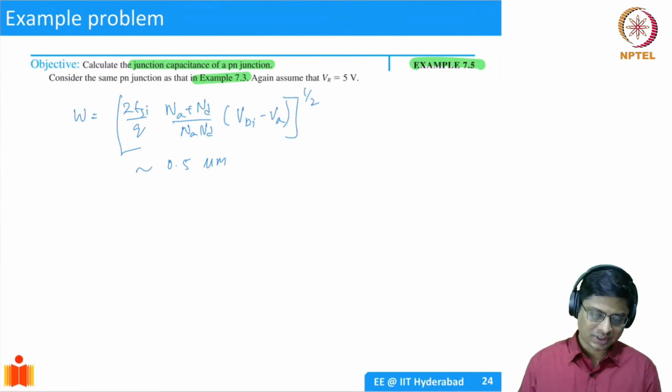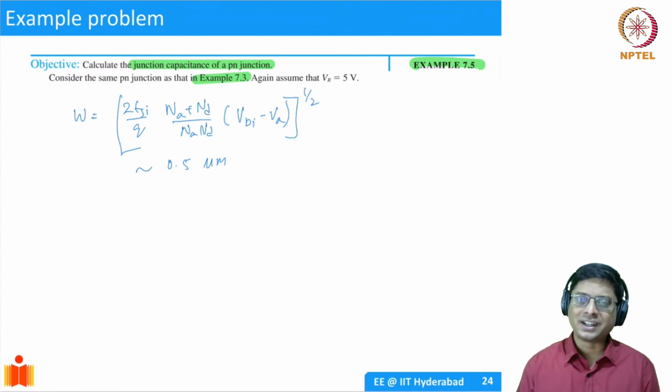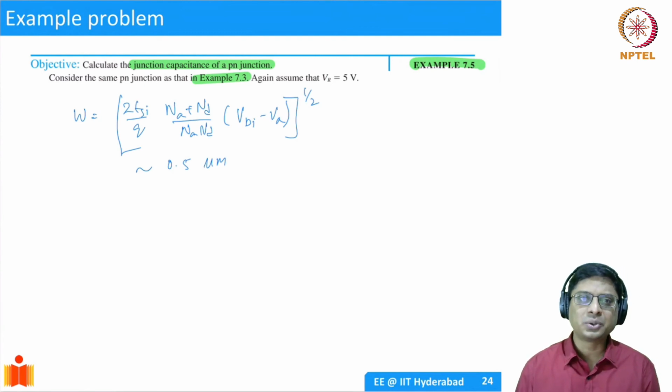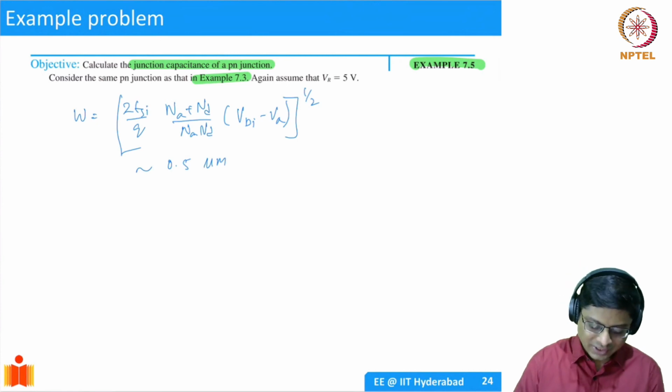Remember, you should compute this and verify. We have done it once in the past, that's why I don't want to do it. I don't remember what the doping concentrations are for this example. For us, we need the approximate numbers, you will do the exact calculations. So once I do this, C depletion is going to be epsilon silicon divided by this number.